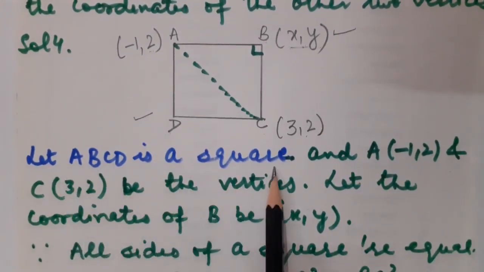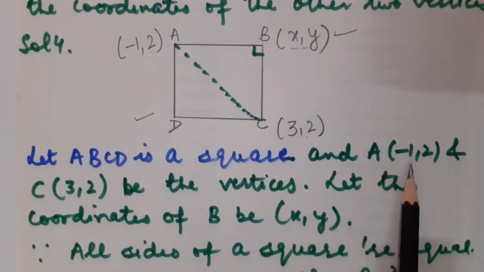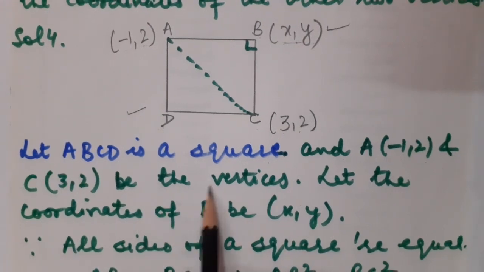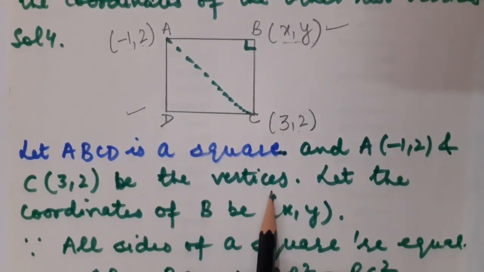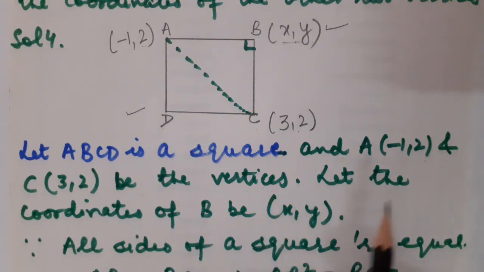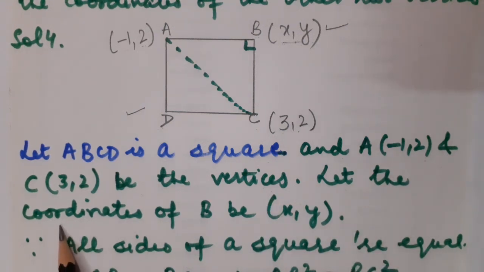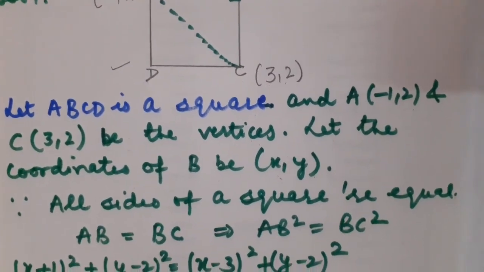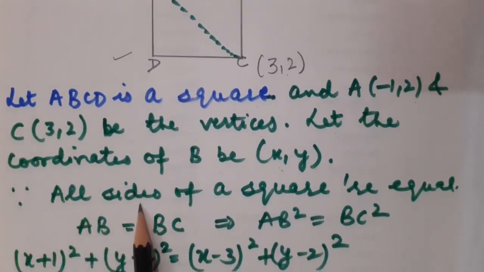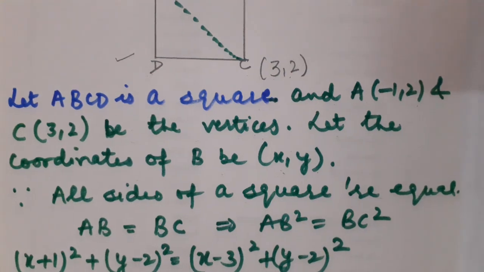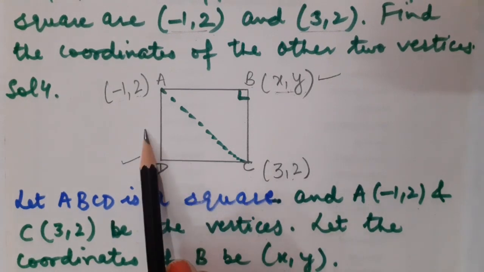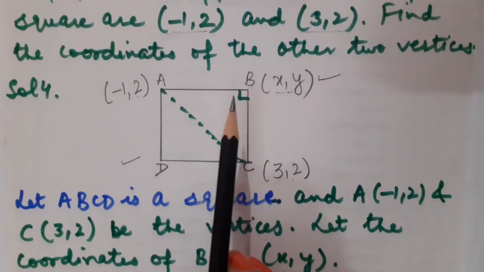Let ABCD be a square, and A, that is (-1, 2), and C, that is (3, 2), be the vertices. These are the opposite vertices of the square. Here I am going to assume the coordinates of B to be (x, y). As you know, in a square all the four sides are equal. So what can we say? That AB = BC = CD = AD. All four sides are equal.